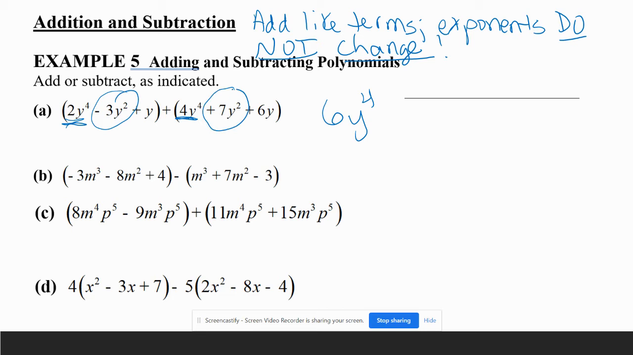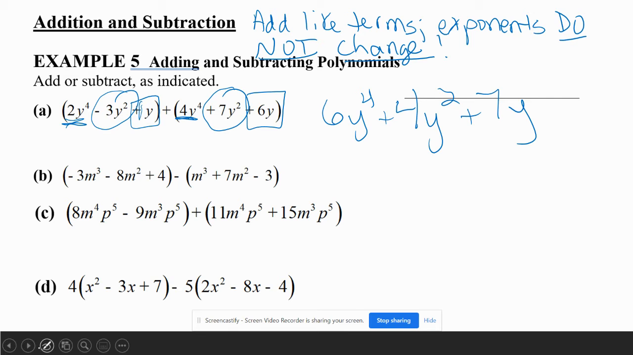Y squared and y squared, negative 3 plus 7 is 4 y squared. And then y plus 6y, remember there's a 1 here, so 1y plus 6y gives us 7y. This is in standard form. We have 4th power, 2nd power, 1st power, and none of those are like terms for me to be able to combine them any further.